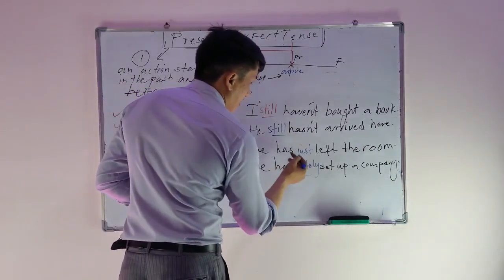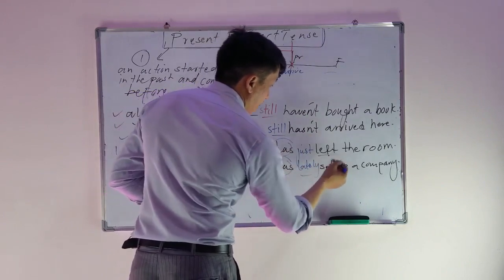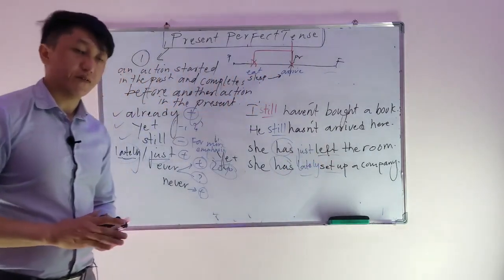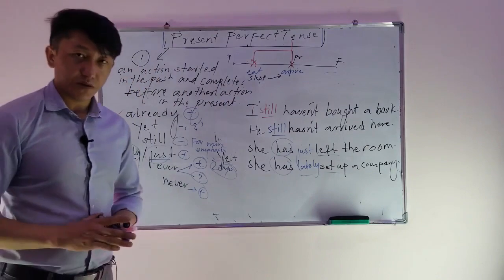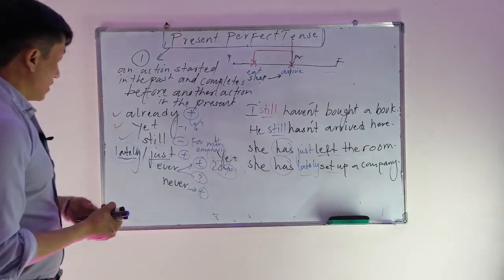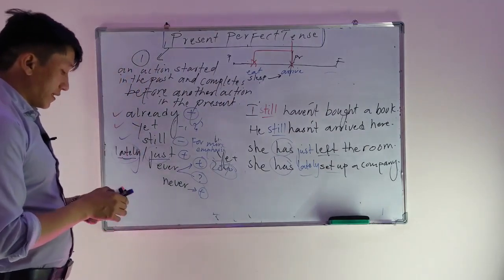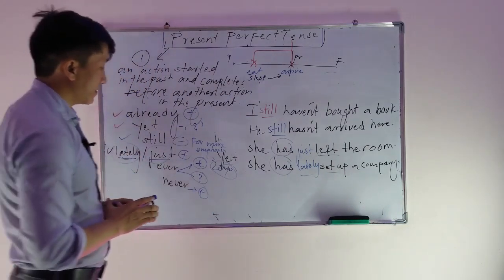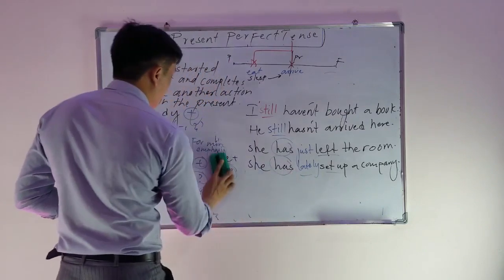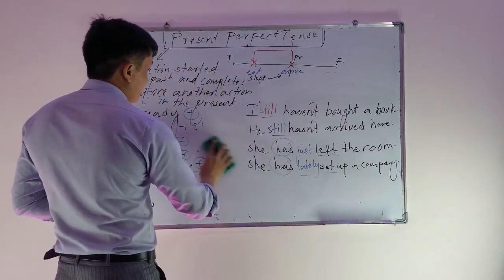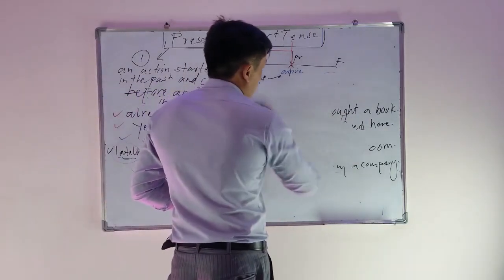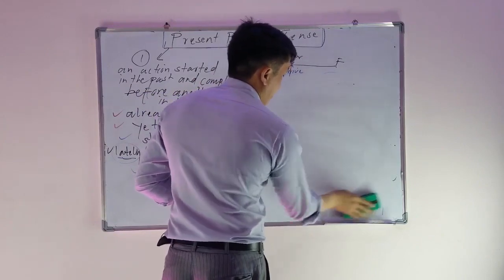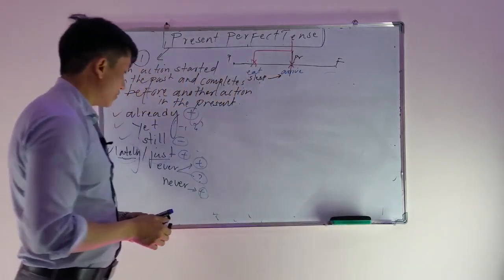So lately and just come after the auxiliary verb, before the main verb. We have to be careful about the positions where we should use them. Now, this is how we can use lately for recent actions. And we also have ever. Let's focus on ever. When do we use ever? Mostly we use ever in two kinds of sentences. We can use ever with a positive sentence, and we can also use it with a question.